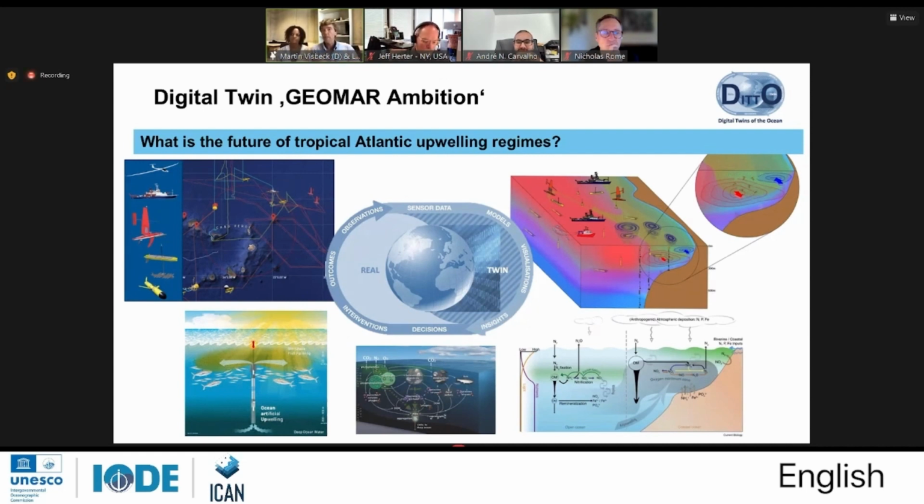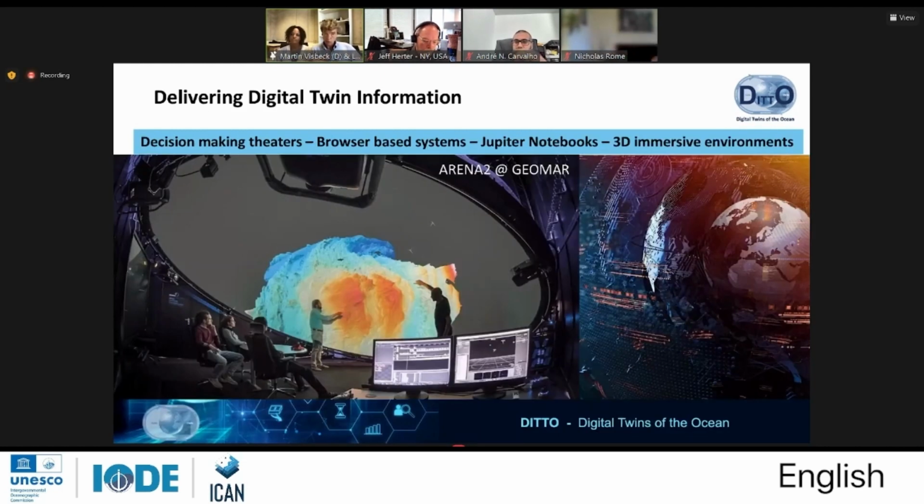Next slide. And a very important step, once you have this digital interface and models and data that come with it, is how can you visualize that? So at GEOMAR, we have what we call an arena. It's a dome. It's like a 180-degree planetarium style, where you can sit inside with 6 or 8 scientists. And I sometimes call this a decision-making theater. And I wish we can build something here in Cabo Verde, right?